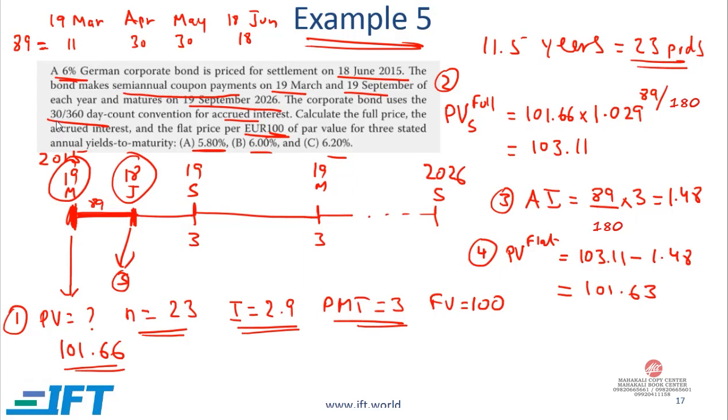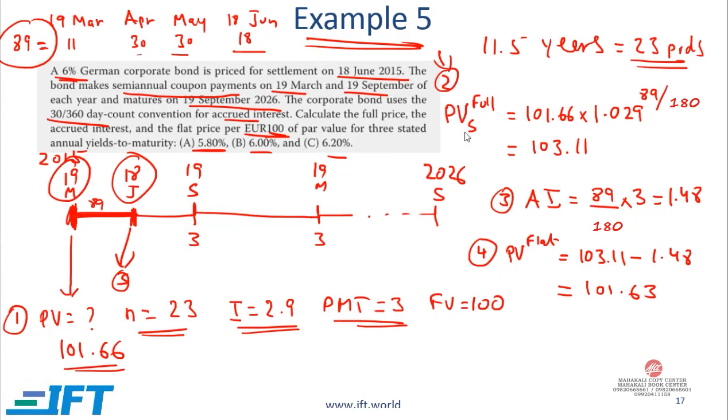30-360 means that we assume 30 days per month. Between 19th March and the end of March, we have 11 days. April and May are 30 and 30. And then 18th June means that we have 18 days in June. Add these numbers and you get 89. So this is 89 days.